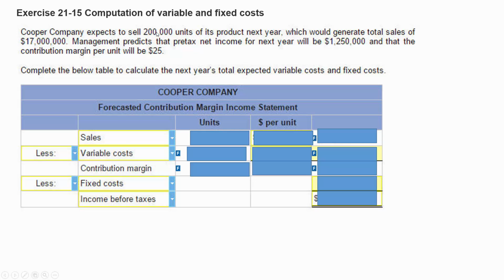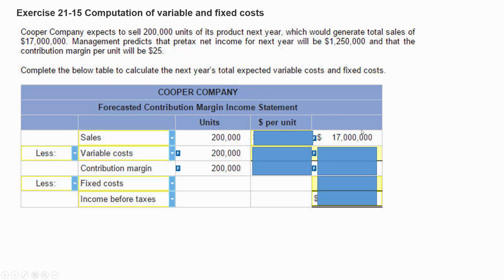expected sales of 200,000 units. Well, that looks like this: 200,000 units of sales, and of course 200,000 units of variable costs, and 200,000 units of contribution margin. That's what we're looking at. All that's the same because that's what the volume level is. And we're expected to generate total sales of 17 million, which should go right there.